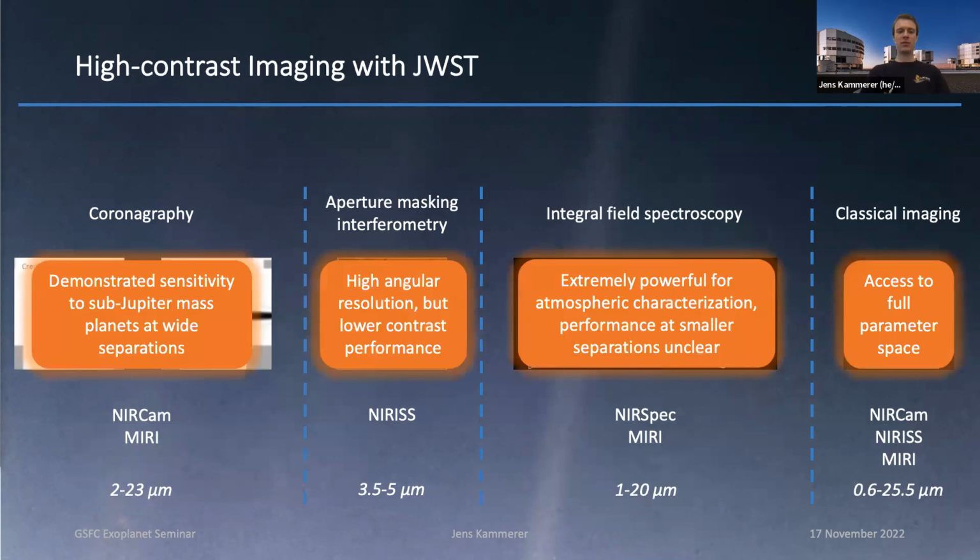So this is basically just a brief summary of what we have seen for JWST. With coronagraphy, we have demonstrated sensitivity to sub-Jovian planets at wide separations. The interferometry mode in NIRISS gives you better angular resolution than coronagraphy, but at a slightly reduced contrast performance. And then the spectroscopy is, of course, extremely powerful for atmospheric characterization, but it remains to be seen how well that works at smaller separations. Hopefully something we will learn in the upcoming Cycle 1 observations.